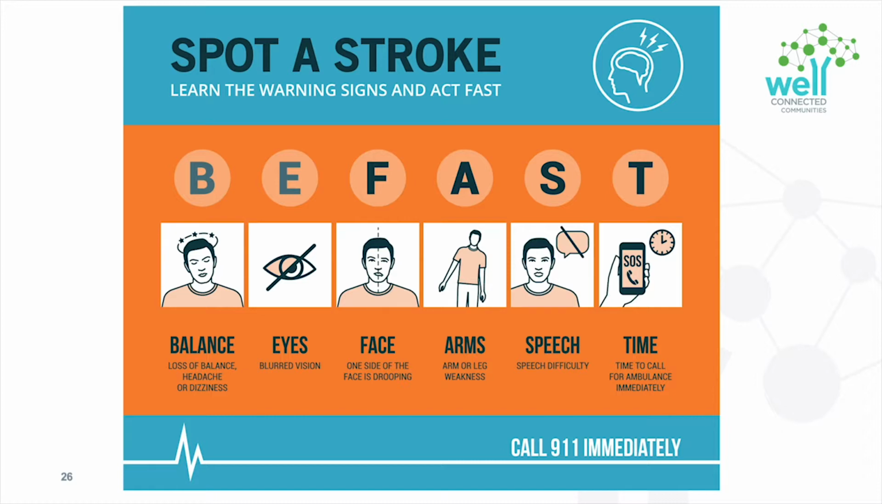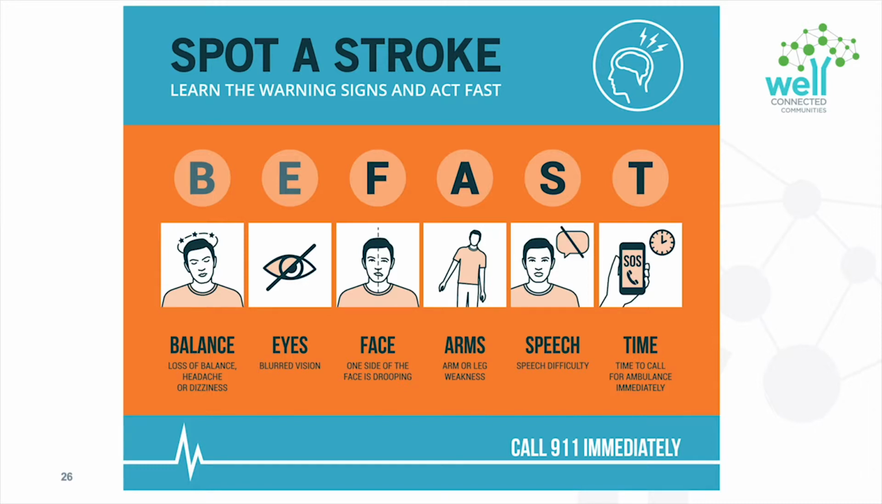This slide shows how to spot a stroke using the acronym B-FAST. B stands for balance. A loss of balance, headache, or dizziness is the sign of a stroke. E stands for eyes. Blurred vision is a stroke symptom. F stands for face. If one side of the face is drooping, that could be a sign of a stroke.